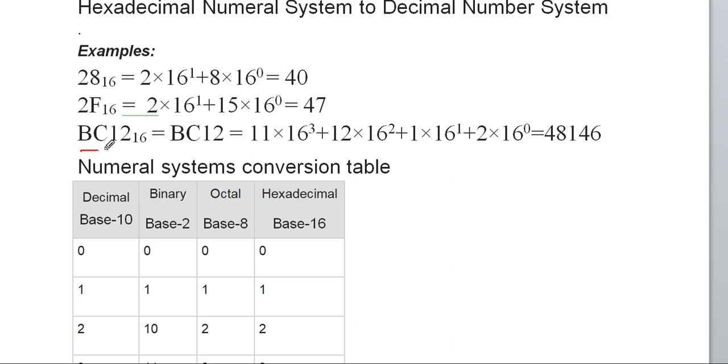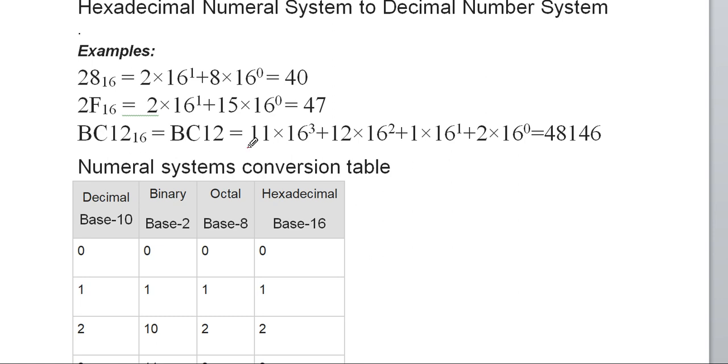In the next step, another number is BC12. It is another number, and here you're able to understand how it will be converted into the equivalent decimal number system. In each step we are multiplying by decreasing powers of 16. Here the number of digits contained by this number is 4: 1, 2, 3, 4, 4 digits. So the first power will be 3.